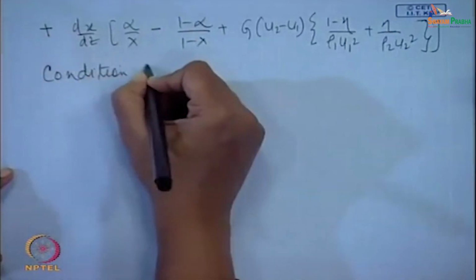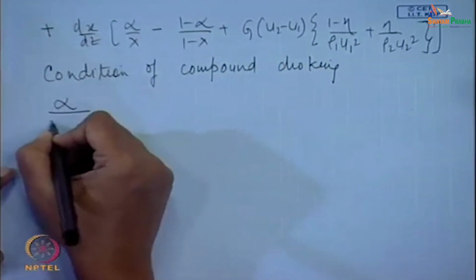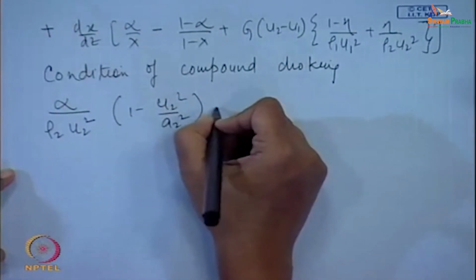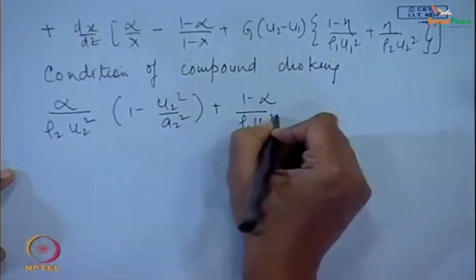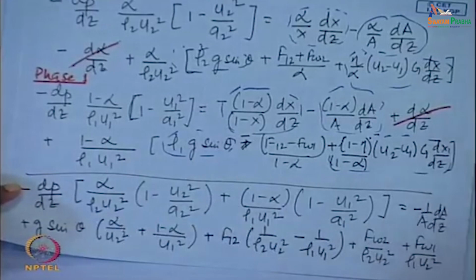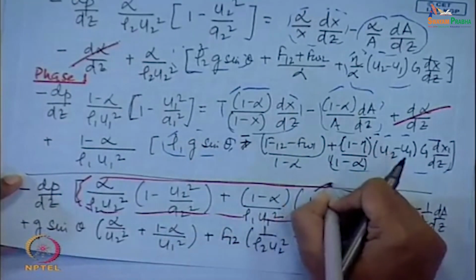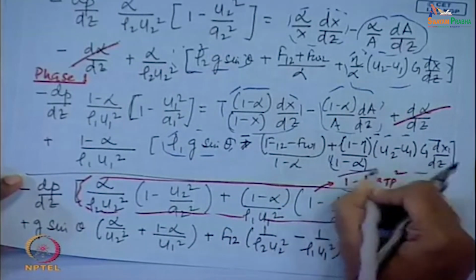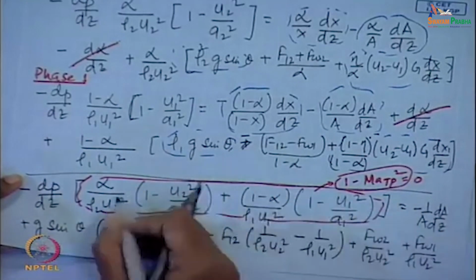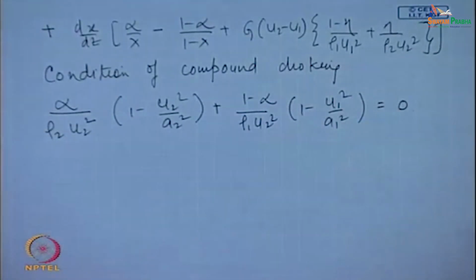So, therefore, if you can tell me what is the condition of compound choking, this is alpha by rho 2 u2 square into 1 minus, if you just see the term attached to your pressure gradient, you are going to get it, minus u1 square by a1 square. This was the term which was attached with the pressure gradient term. Okay. So, therefore, this is nothing but 1 minus MATP square, isn't it? And this 1 minus MATP square equal to 0 gives you the condition of choking. So, therefore, this term when it becomes equal to 0, it should give you the condition of compound choking. So, therefore, condition of compound choking is this is equal to 0.